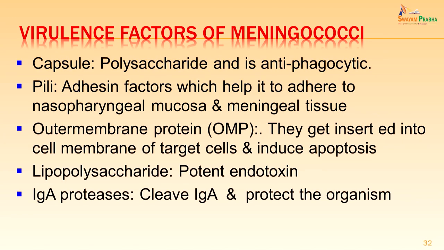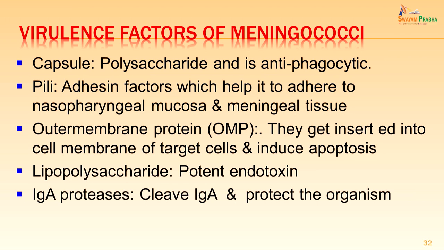What are the virulence factors of meningococci which make it so easy to invade the brain? First and foremost, they have a capsule, which is usually polysaccharide in nature, and it prevents the phagocytes from attacking the meningococci. Then they have pili, which are adhesion factors, which help it to adhere to the nasopharyngeal mucosa so that they do not get washed out easily with the secretions of the upper respiratory tract. And from there, they are able to adhere also to the meningeal tissue.